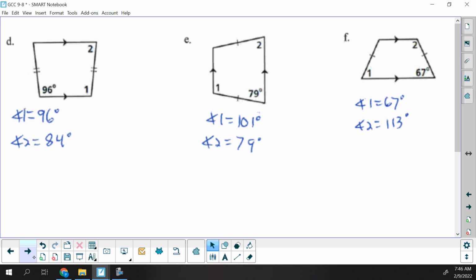In D, pretty much same idea. So 1 and 96 are base angles, so they're congruent, so that's 96. And then angle 1 and angle 2, because they're along a non-parallel side, should be supplementary. So 180 minus 96 gave us 84. Pretty similar idea for E and F, and you can take a moment to check your answers on those ones.